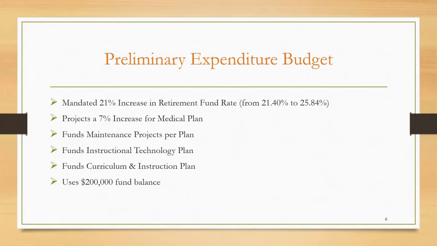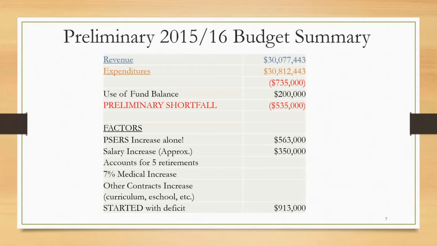So that was our preliminary expenditure of where the money was going to go, and again, looking at this back in January, this is what our preliminary budget looked like. We had the revenue of $30,000, expenditures going out of $30.8 million, and then a gap of $735,000. We used the fund balance to offset that.